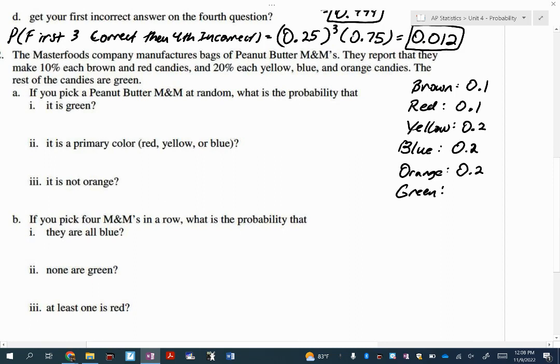It says if you pick one M&M at random, what is the probability that it is green? So in this idea, you take all of the ones that we have, brown plus red, plus yellow, plus blue, plus orange. You add those all up and take that away from 1, right? Because the probabilities always have to add to 1. And that will give us the likelihood that it is green. So that's going to be 0.6 plus 0.2, which is 0.8. So 1 minus 0.8 is 0.2. So green is also 0.2.